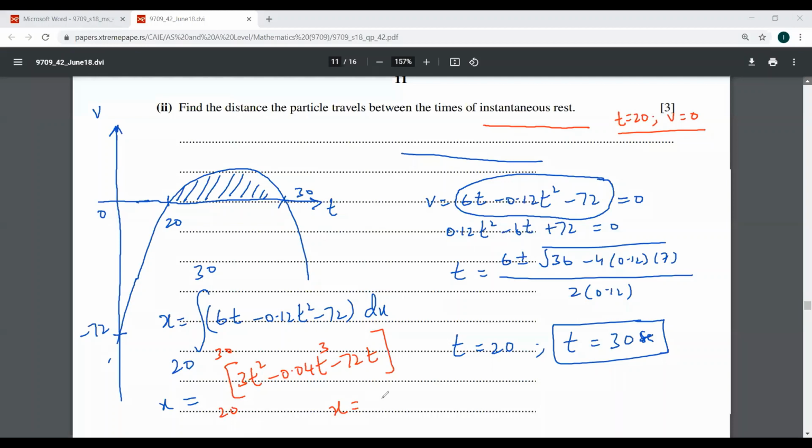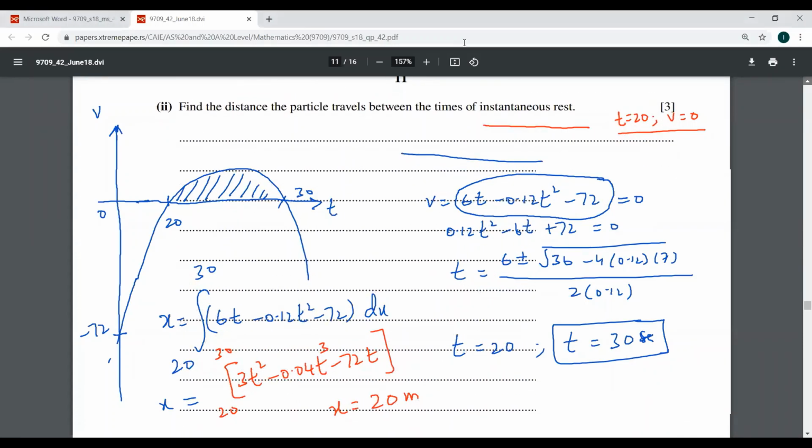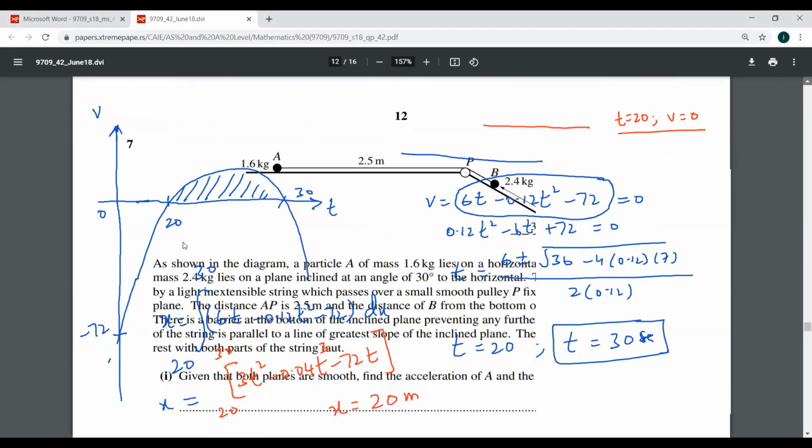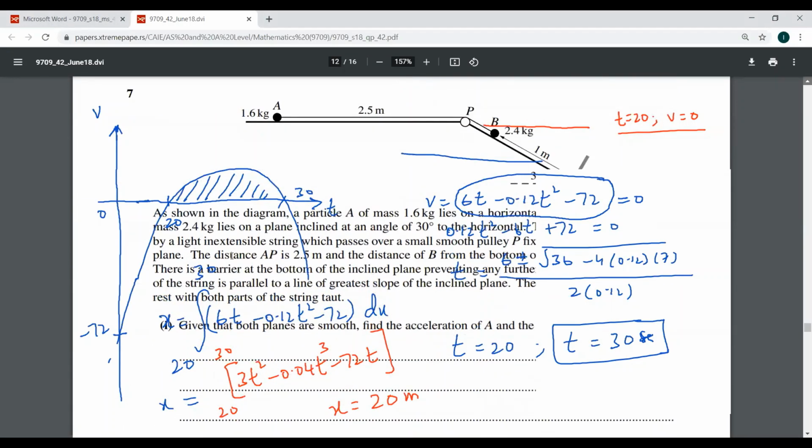So these clever students have already calculated it. This is going to be 20 meters. So please, you have to show that step here where you are putting those limits into it. Okay, so this was the second part. Let me take its picture. Okay, now we move on to maybe the last question of this paper. Okay, and we'll do that in the next segment.